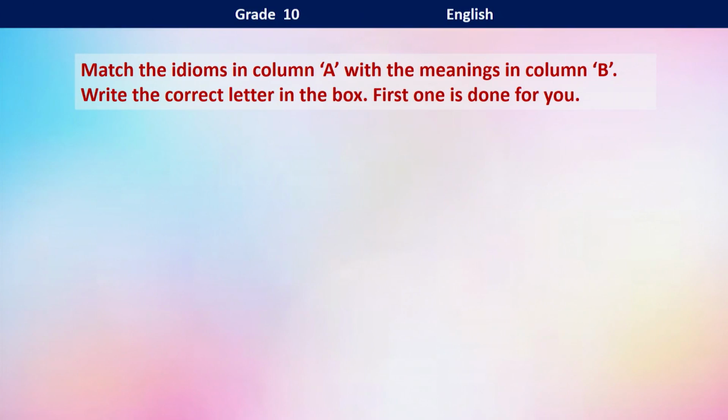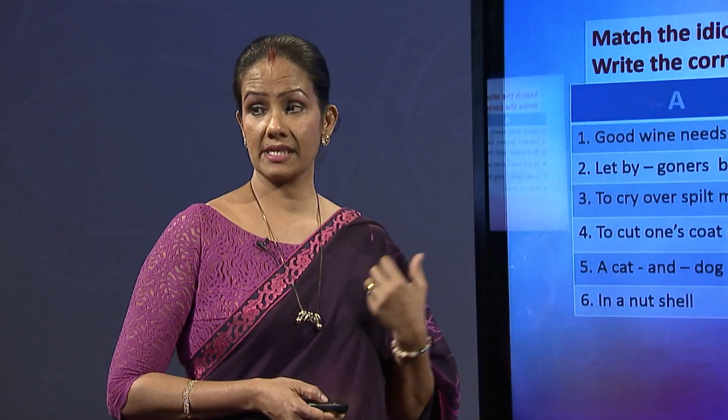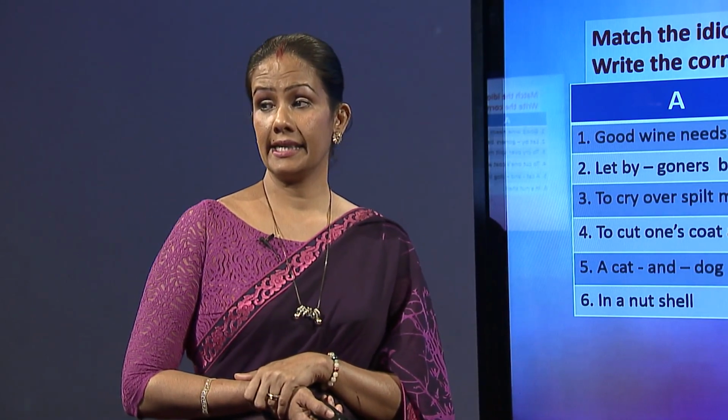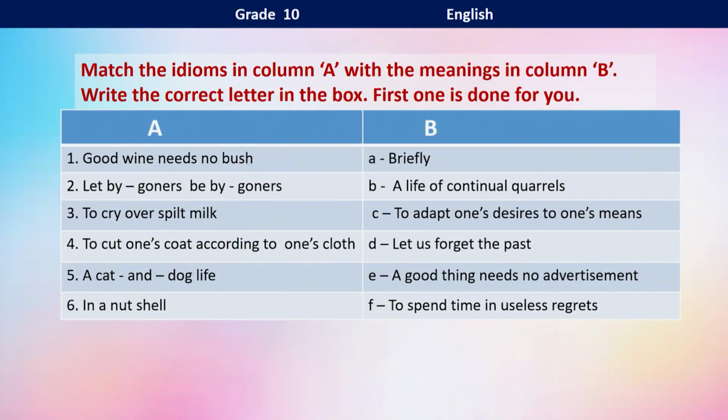Yes. So match the idioms in column A with the meanings in column B. So now idioms. Earlier we had riddles, then we had sentence halves, now idioms. Yes. Here are the idioms and their meanings. Good wine needs no bush. Let bygones be bygones. To cry over spilt milk. To cut one's coat according to one's cloth. A cat and a dog life. In a nutshell. So here the answers or the explanations are given in part B.